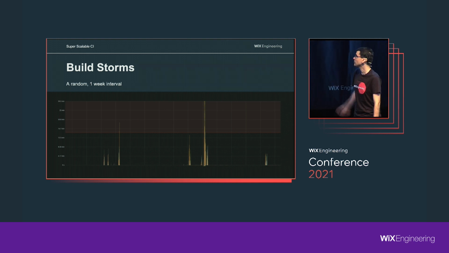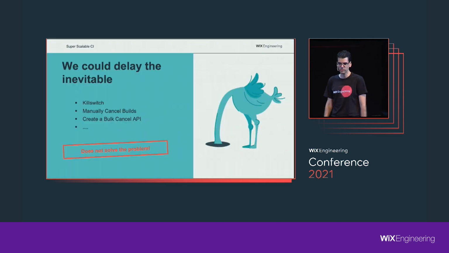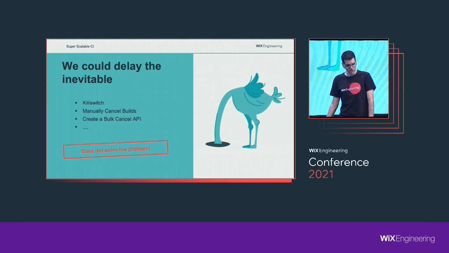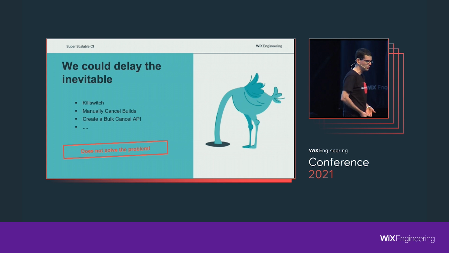That's a random screenshot of queue time of a week. We can see queue time spikes to sometimes 30 minutes, but we saw earlier that it can go up to 60 minutes. Everyone is blocked, and then we had to decide what are we going to do?